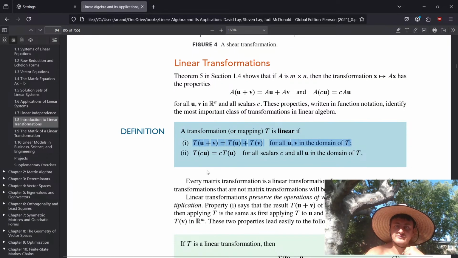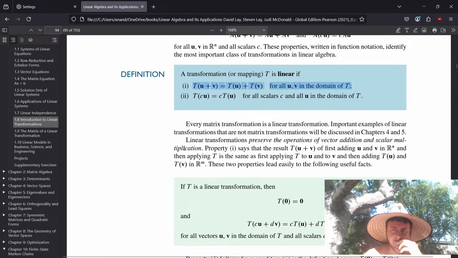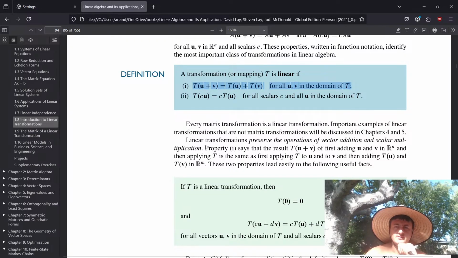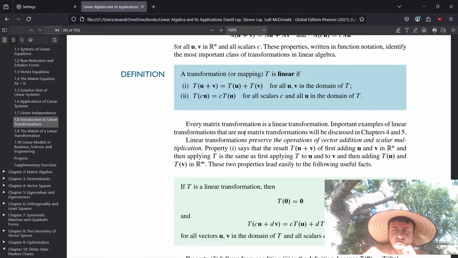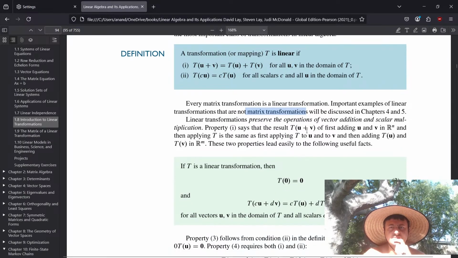Okay, so I just verified it for a basic function. I verified that f of x equal to 2x is linear. Every matrix transformation is a linear transformation. Important examples of linear transformations that are not matrix transformations will be discussed later. Linear transformations preserve the operations of vector addition and scalar multiplication.